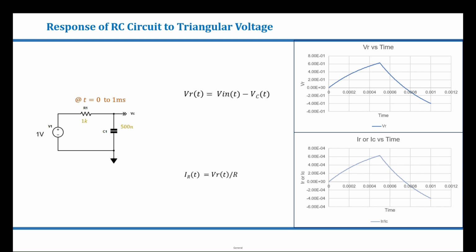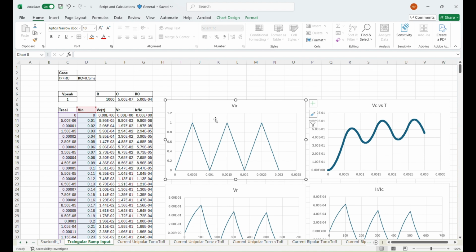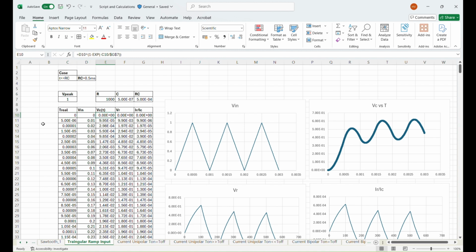Now to capture the precise charging and discharging profile of VC, the calculation is repeated in Excel with time intervals of 5 microseconds. Let's look at that. Here this is the input voltage that we are feeding to the RC circuit. At 0 seconds, the input voltage is 0 and capacitor's voltage is also 0. At 5 microseconds, the capacitor's voltage can be calculated using the equation V in into 1 minus e to the power minus T real by RC. And at 10 microseconds, the voltage across capacitor changes to this equation.